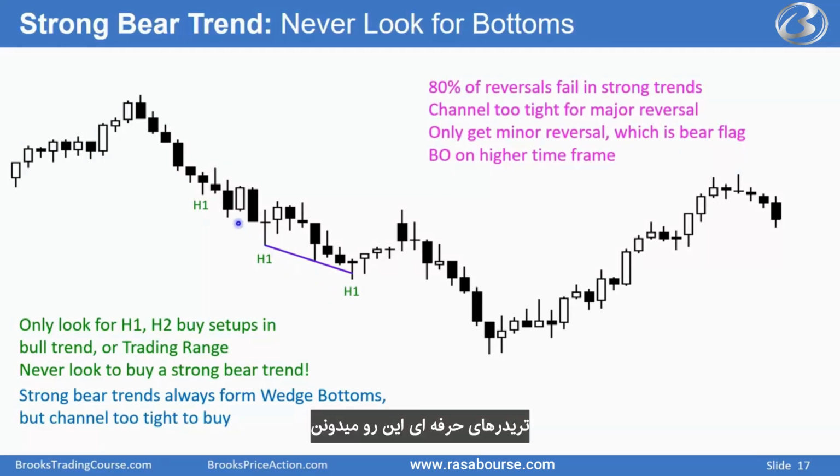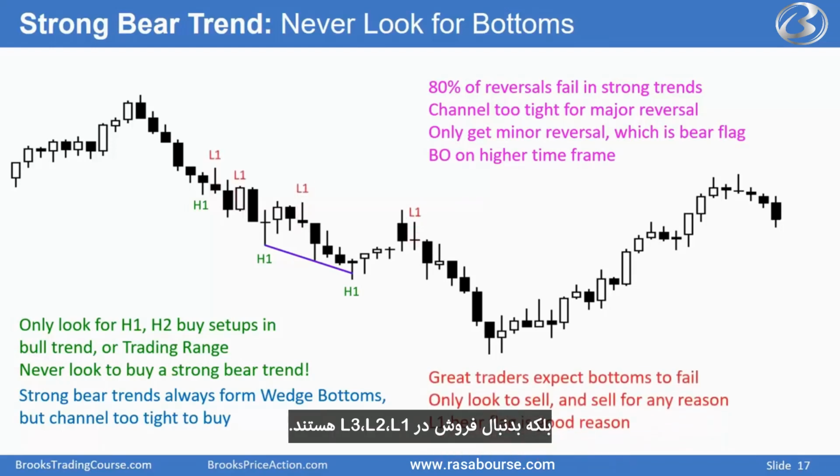Experienced traders know that, and they're not looking to buy, but they are paying a lot of attention to these buy setups because they expect they will fail and become bear flags. They are looking to sell. Instead of looking for high 1, high 2, high 3, high 4, they're looking to sell low 1, low 2, low 3.